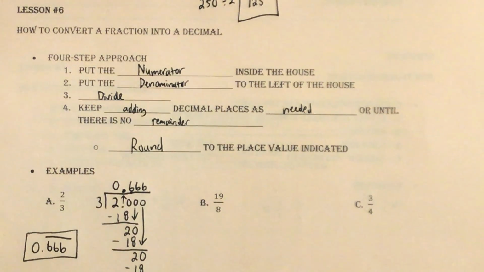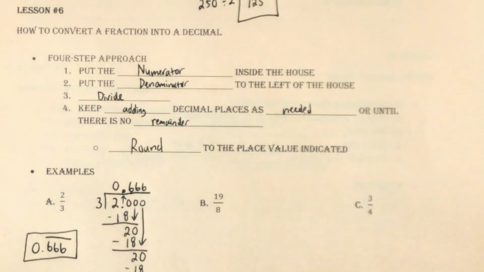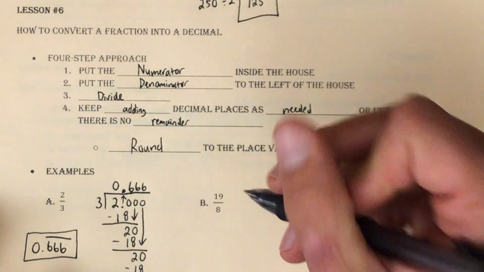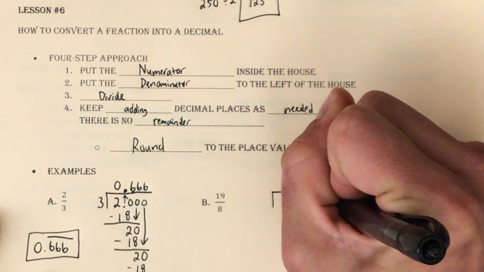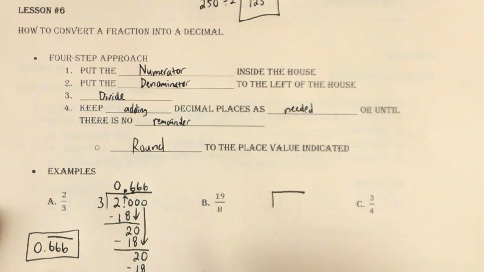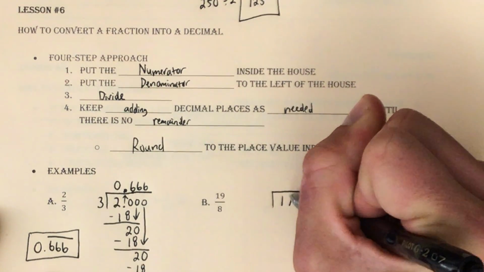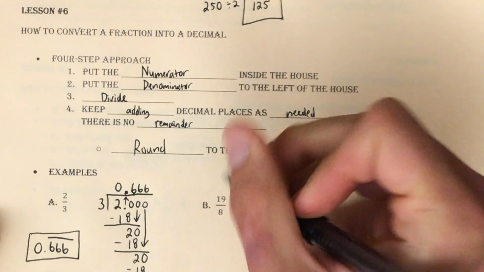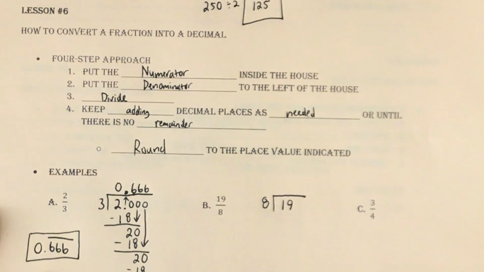So let's move on to example B. We've got 19/8. Right? So first things first, let's create our house. So I got my house out here to the side. Put the numerator inside the house. So 19, that's going to go inside the house. Denominator to the left of the house, so that's outside the house. Third step, we need to divide it.